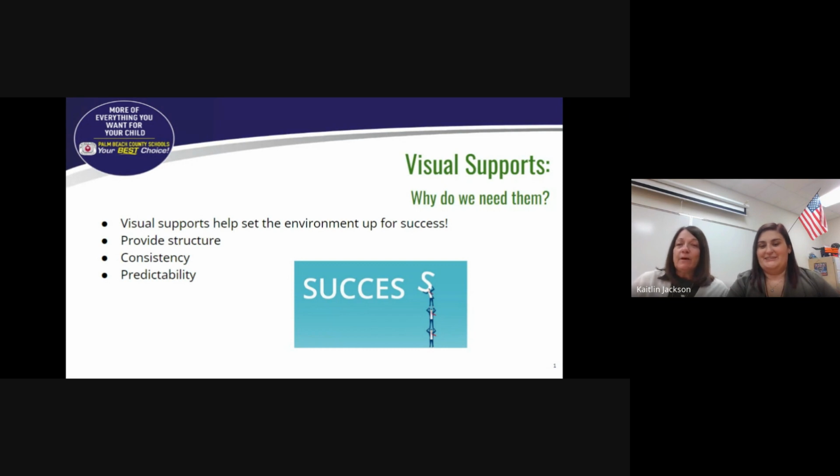This week, we're going to talk about visual supports and why we actually need them. Visual supports help set the environment up for success. They are everywhere. They help provide structure in class, at home, out in Target. They give consistency and predictability. If you have a student that needs to know what's coming next in their day, a visual support will help them.